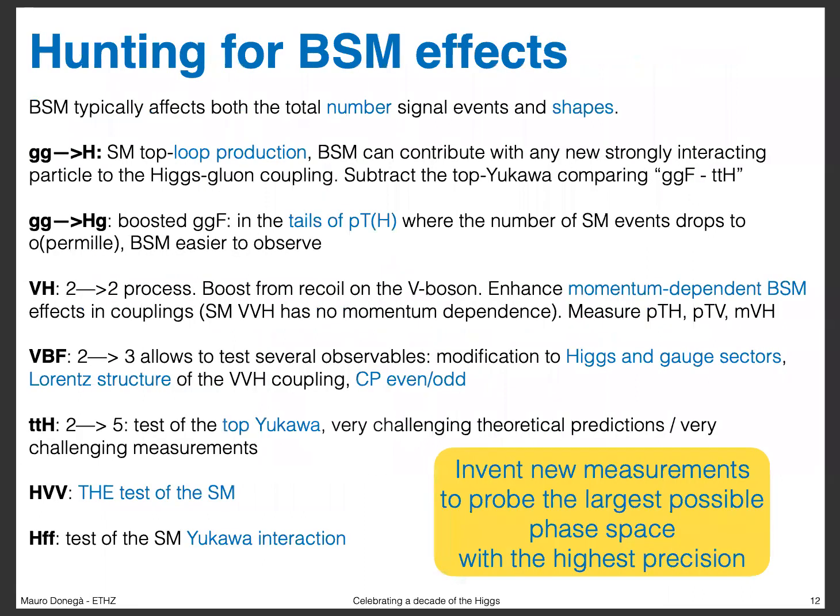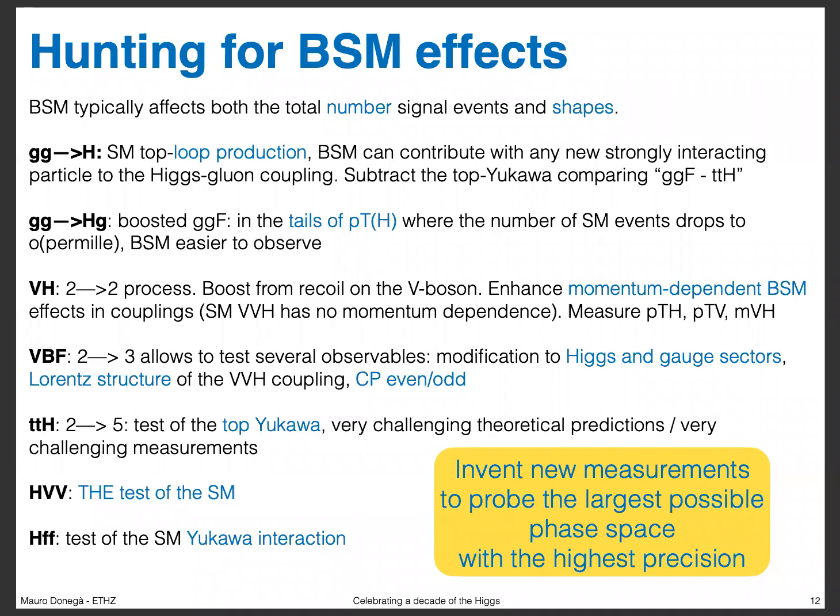Then, armed with these tools, we went on and tried to hunt for BSM effects, and the hunt is still ongoing. So BSM, beyond standard model, affects what we see in different ways. It can affect the total number of signal events, but also their differential shapes.